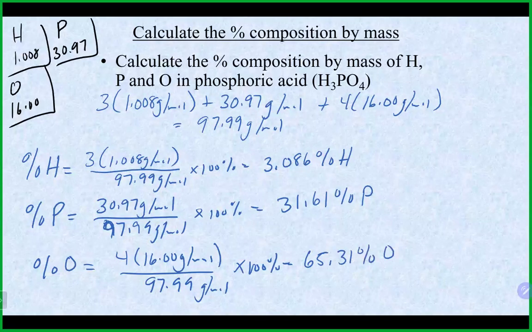65.31% oxygen. Once again, obviously, when we add up all of our percentages, we should be in the ballpark of 100%, which we are, just slightly over, and that's good as well. So you definitely should be in that ballpark. Any questions on percent composition by mass?